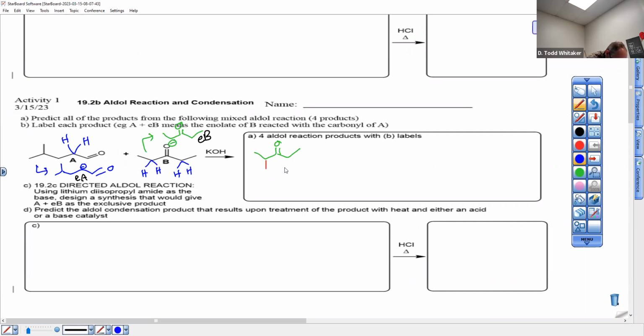There. Carbonyl of A reacted, and it's now an O, and it was an O minus, but the catalyst was regenerated and OH was made too. And then you go CH2 once, twice, and then with C with a V. So that is called the A plus EB. A plus enolate of B.